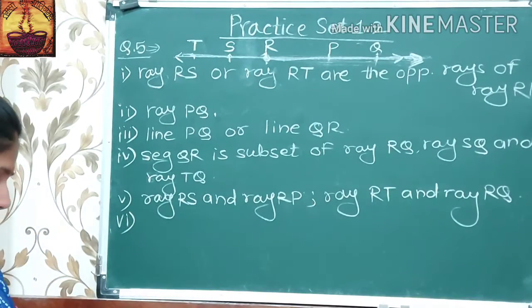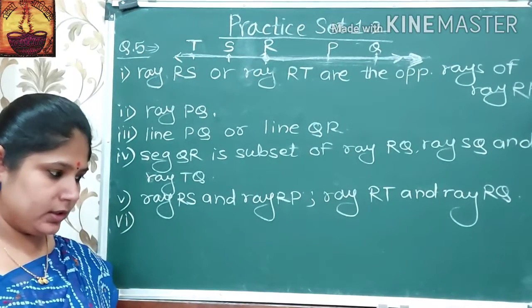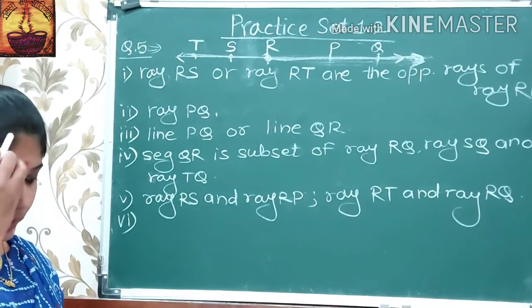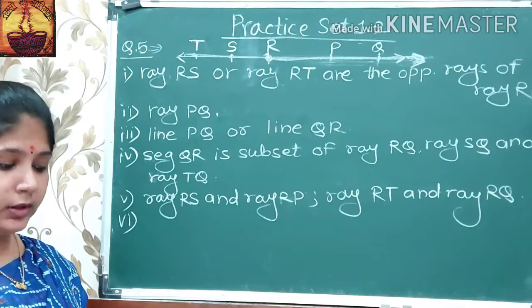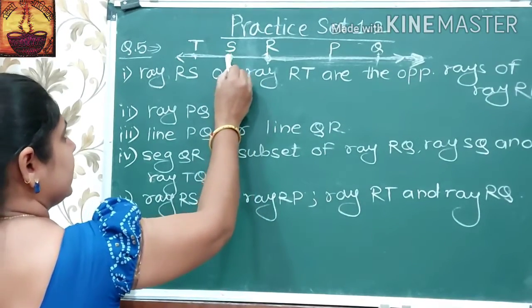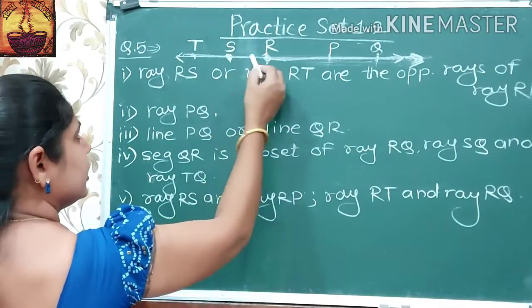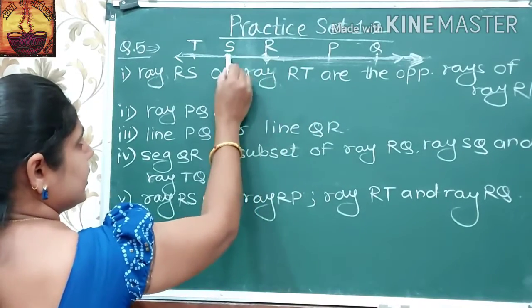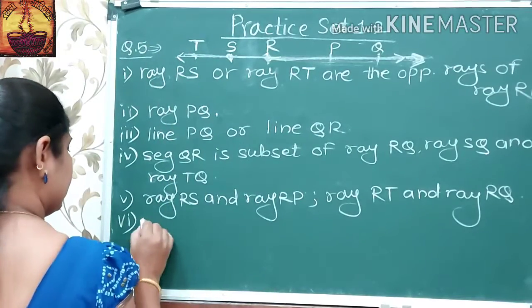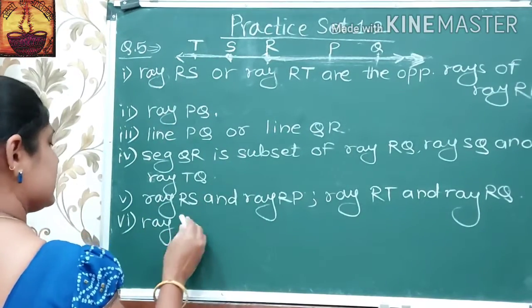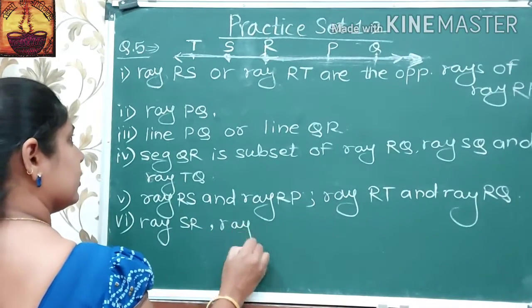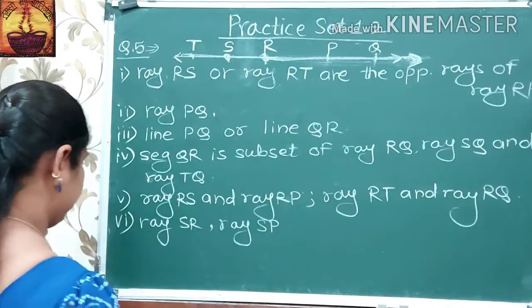Then the sixth question is, write any two rays with common endpoint S. Any two rays with common endpoint S. We have to take any two rays having S as the common endpoint: ray SR, ray SP and ray ST. Write down here any two rays, ray SR and ray SP.